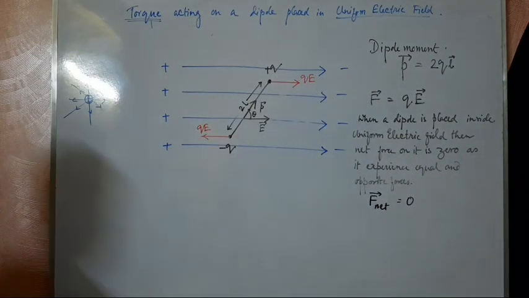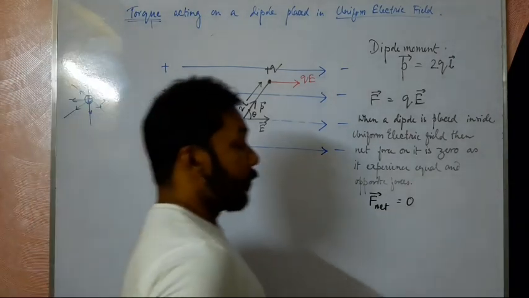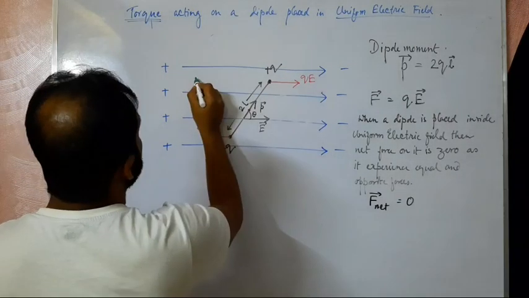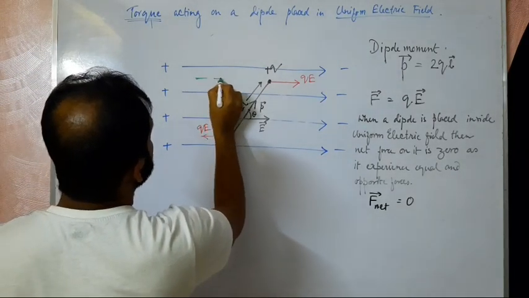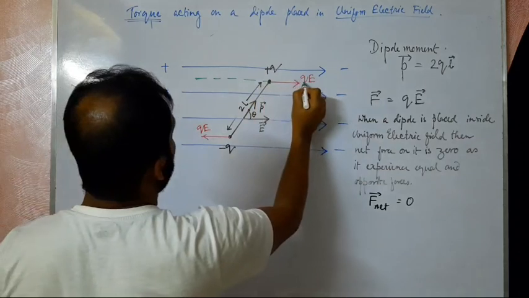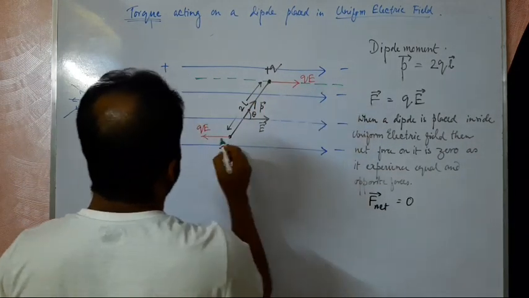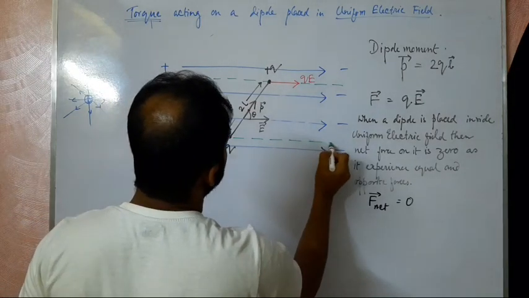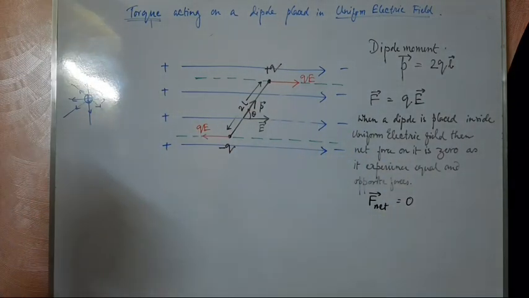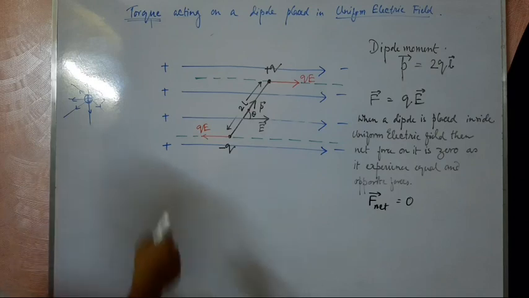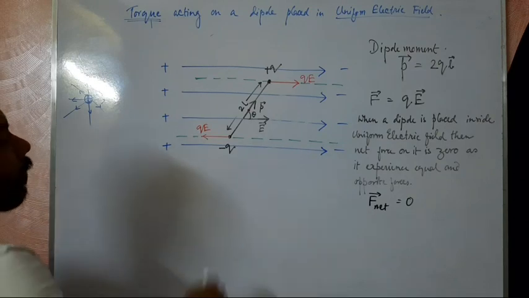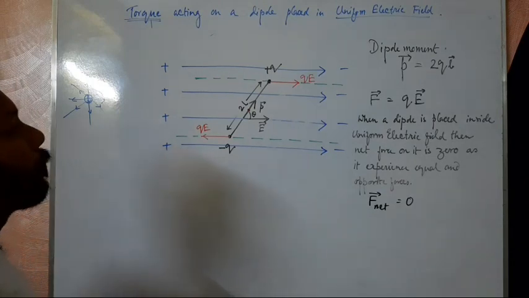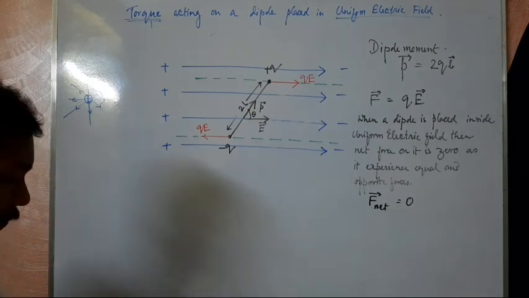But you can see the line of action of the forces are not the same. Instead, they are parallel. Although two equal and opposite forces are acting on the dipole, the lines of action of the forces are not the same, but they are parallel.